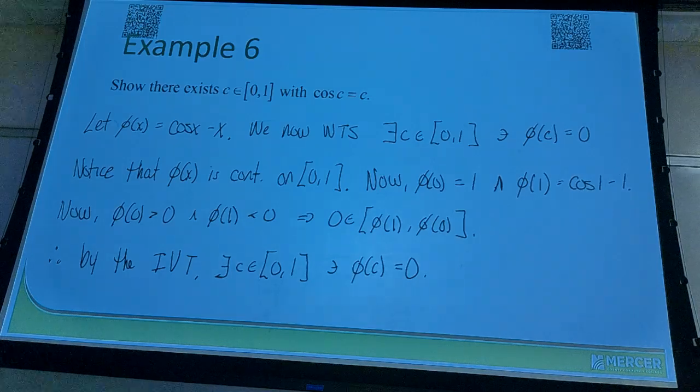So why did you do cosine of x minus x? Because that's the function I want. Because what we want to show is cosine of C is equal to C, which means cosine of C minus C has to be 0. So that's my function of x. So we want to show that phi of x is 0.